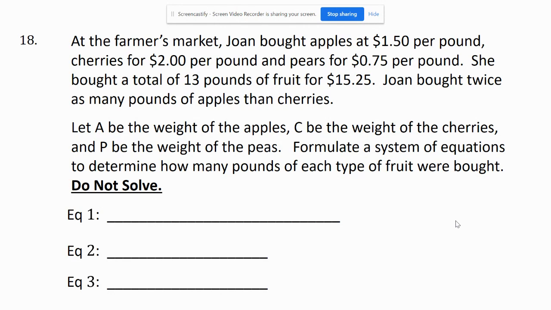At the farmer's market, Joan bought apples for $1.50 per pound, cherries for $2 per pound, and pears for 75 cents per pound. She bought a total of 13 pounds of fruit for $15.25. Joan bought twice as many pounds of apples as cherries.